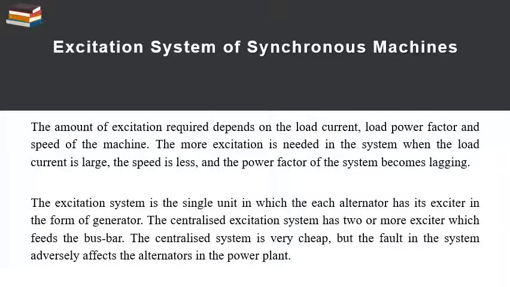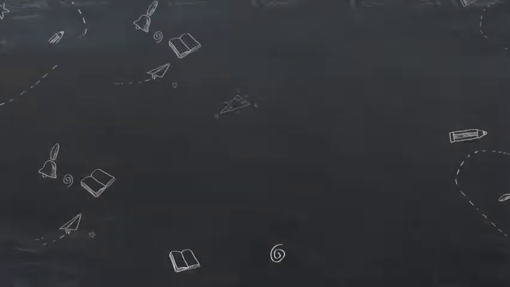The excitation system can be a single unit, in which each alternator has its own exciter in the form of a generator. The centralized excitation system has two or more exciters which feed the bus bar. The centralized system is very cheap, but a fault in the system adversely affects the alternators in the power plant. This is all about what excitation is and why we need it.